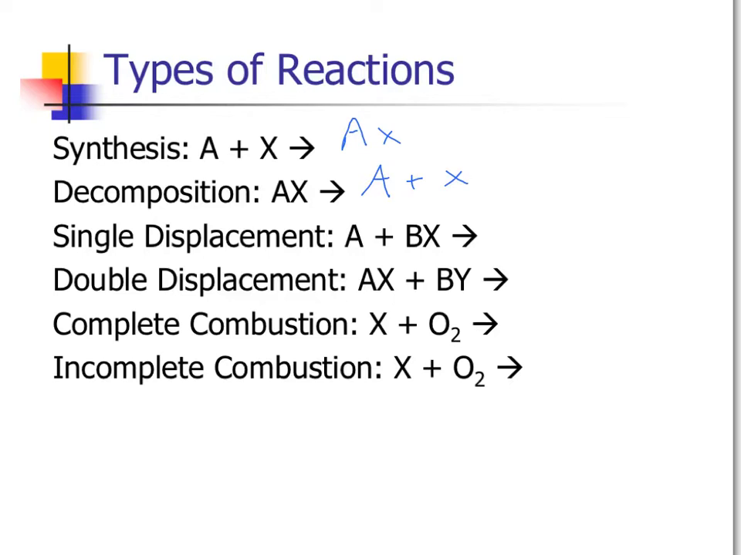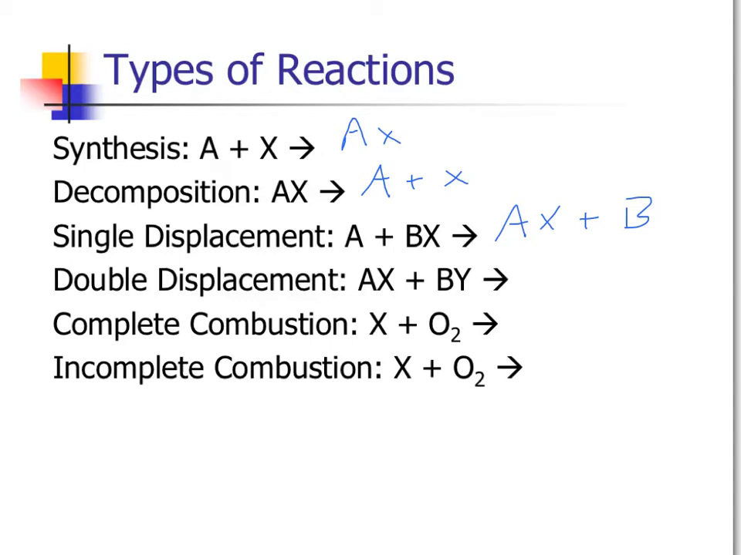Some people like to use the analogy, it's a bodybuilder stealing a nerd's girlfriend. Here we have an element A that is going to steal element B's partner. So I get AX being produced, and B has no partner to be with, so it becomes elemental again and gets kicked out on its own.